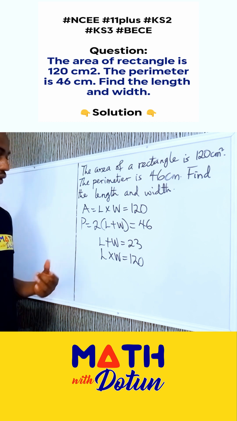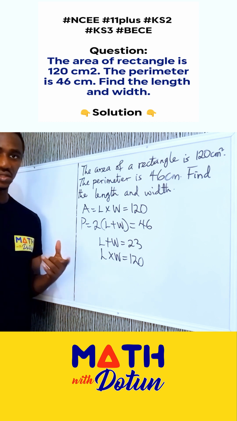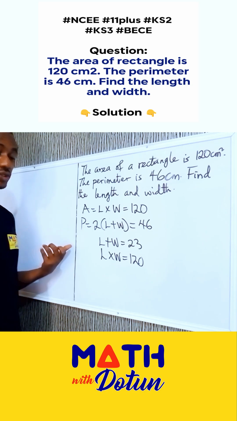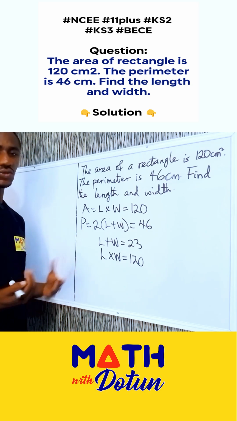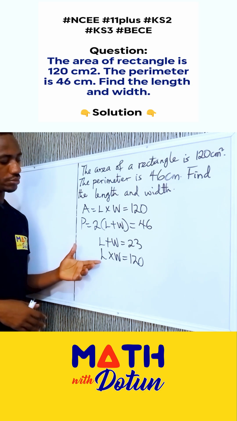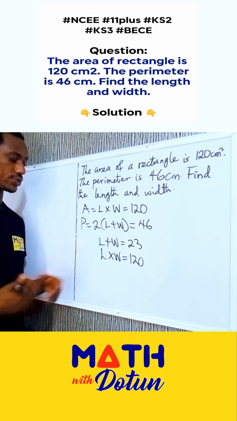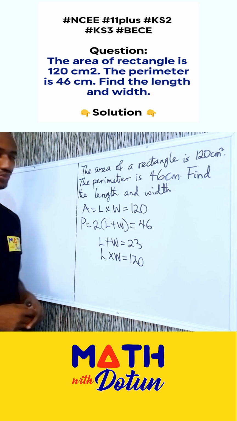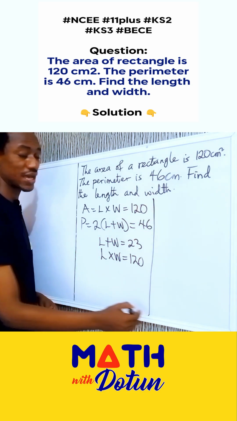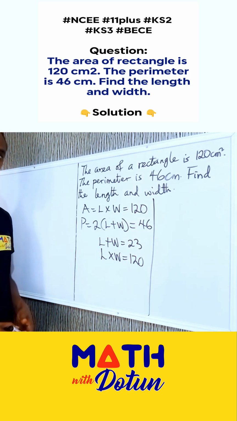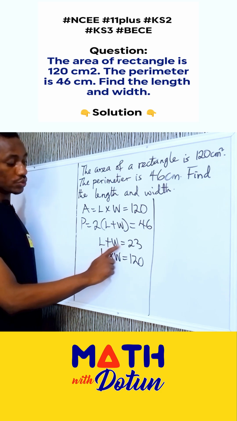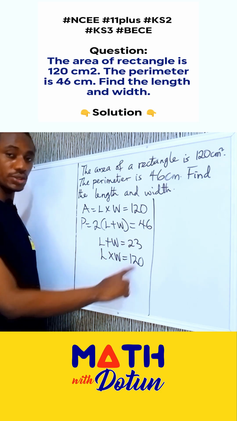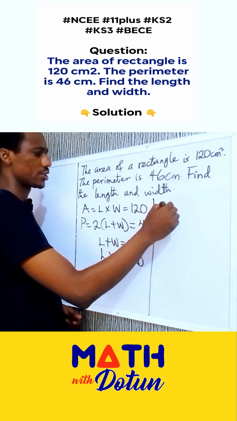So this is it. You could solve this simultaneously if you're good with simultaneous equations or have good knowledge of algebra. You can make L the subject and then substitute it into the other one. But that's not what we're going to do. We assume that we are not at that level yet. So we know that length plus width is 23, and length times width is 120. So let's start with the 120.